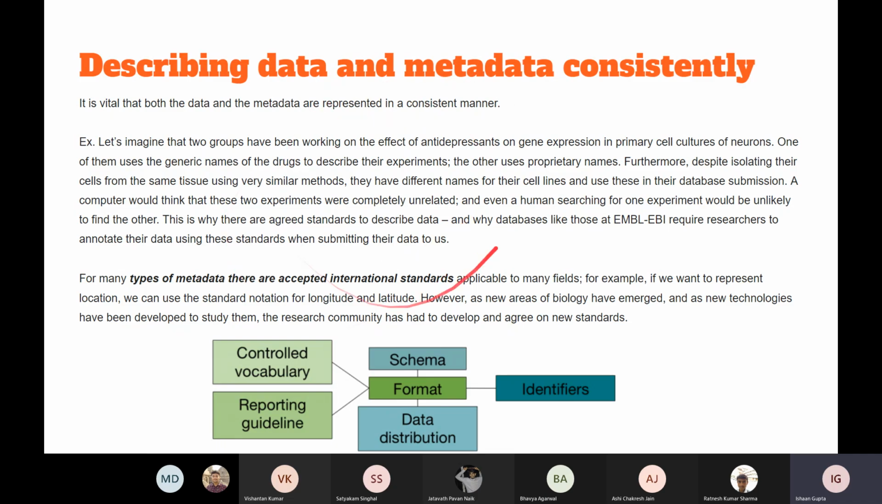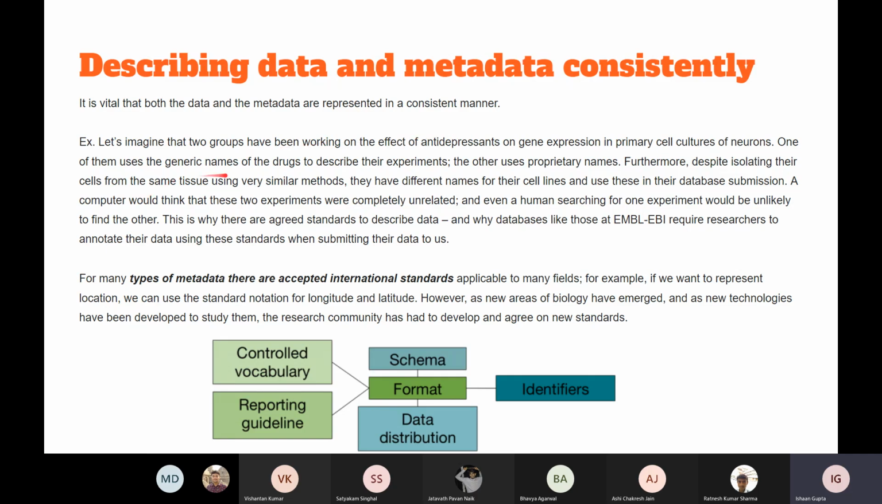Here again is an example case where, let us say, two groups have been working on figuring out the effect of antidepressants on the gene expression of primary cells in neurons. Primary cell culture basically means these are cells which are extracted from human patients or from an organism. So these are actually neurons which have not been differentiated in a petri dish, but are neurons coming directly from the organism.